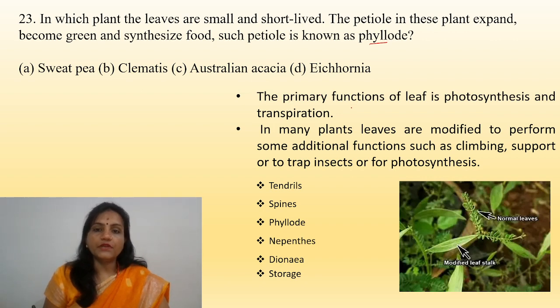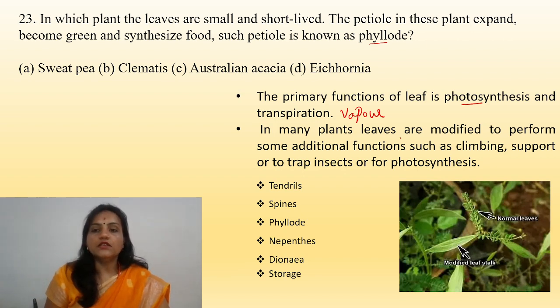As you all know, the primary function of a leaf is photosynthesis as well as transpiration. So what is transpiration? Transpiration is a process in which the plant loses its water in the form of vapor. It is one important function of a leaf. And photosynthesis is a process in which plants prepare their own food in the presence of water, sunlight, and nutrients. So this is the main function.